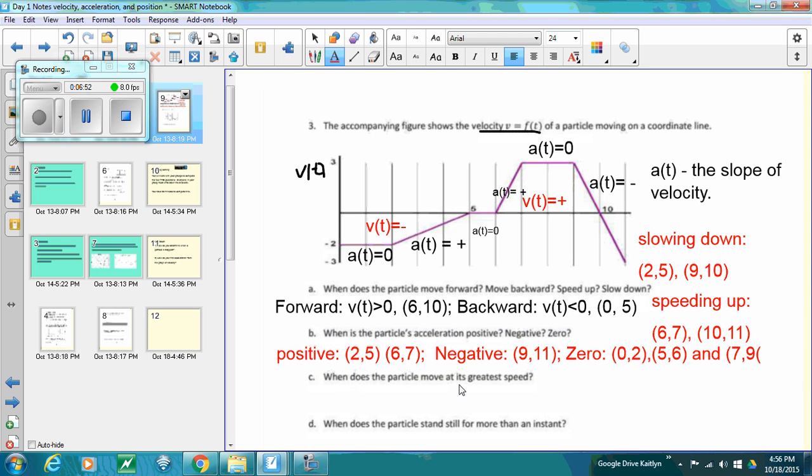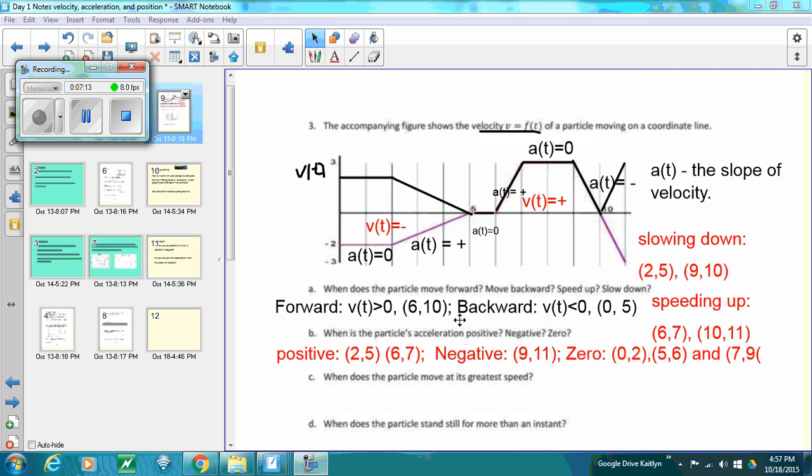Then it says, when does the particle move at its greatest speed? Okay, so speed is the absolute value of velocity, which makes this entire graph pretty much positive. So if you would reflect all the parts that are below the x-axis above the x-axis, that would be the graph of speed. So if you look now on the graph, I drew these black lines. Those black lines represent the graph of the speed. I just reflected all the parts below the x-axis, and that would represent the speed, since speed is the absolute value of velocity.